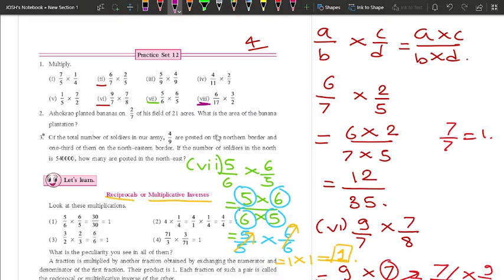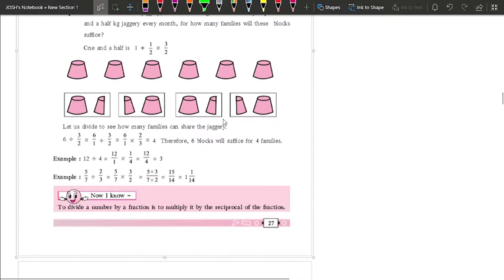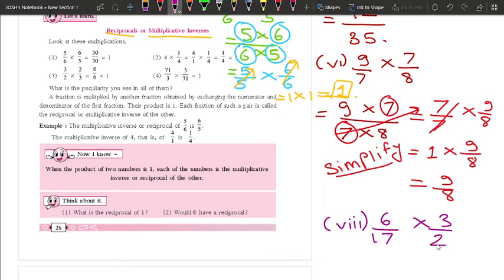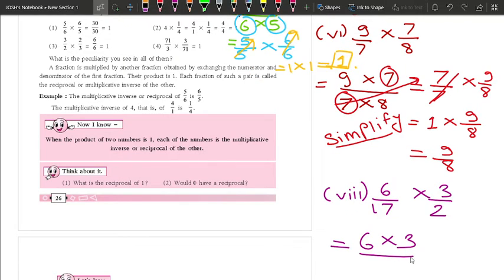Okay, that is important. And now our fourth question, that is question number 8: 6 by 17 into 3 by 2. Okay, good question. So now we will write it as 6 multiplied by 3 and 17 multiplied by 2. Here we tackle an important concept, and this concept will be used in almost every multiplication question.